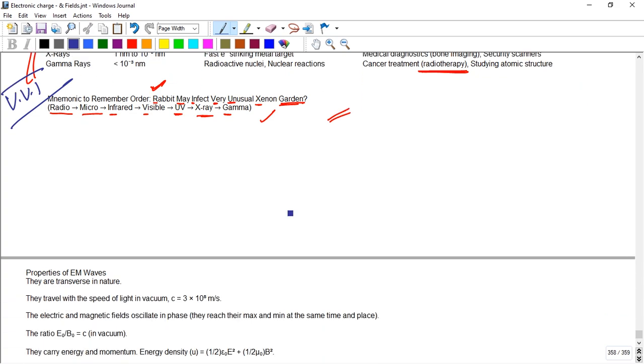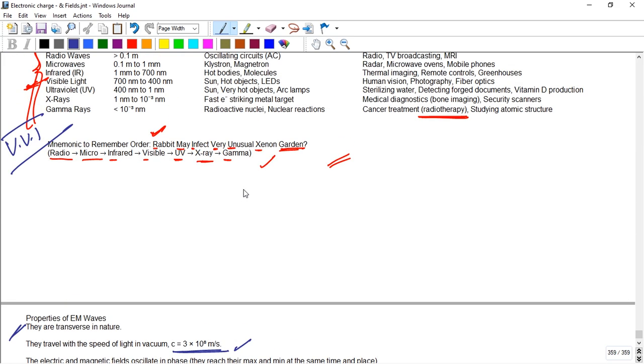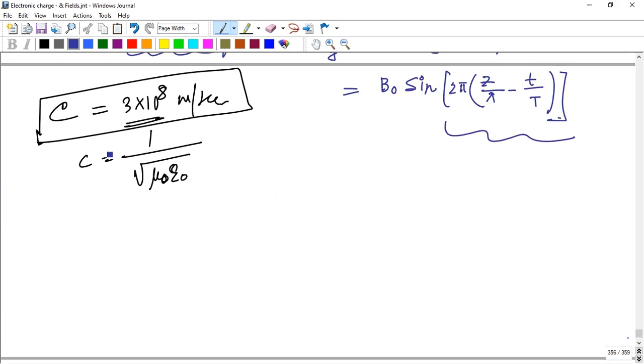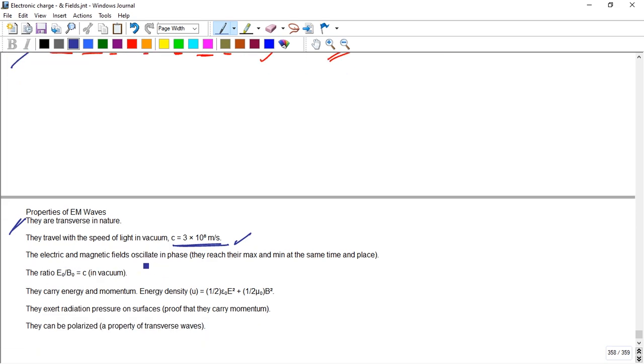Now, some properties of electromagnetic waves. They are transverse in nature. They travel at the speed of light, 3 × 10^8 meters per second. If you multiply the permeability of free space and the permittivity of free space, c squared equals 1 over mu naught epsilon naught. The electric and magnetic fields oscillate in phase, reaching maximum and minimum at the same time and place. The ratio of E naught to B naught is c in vacuum.